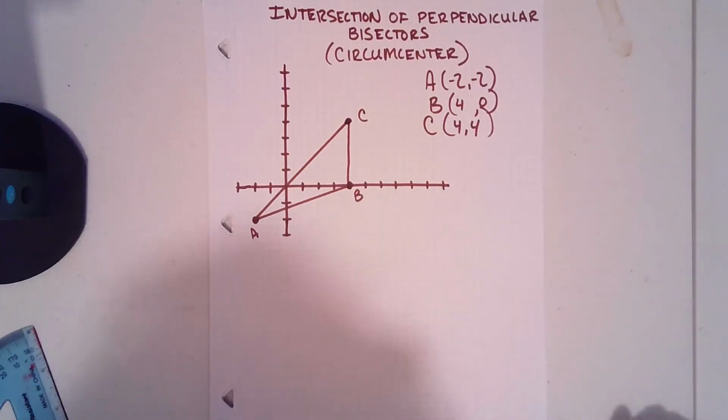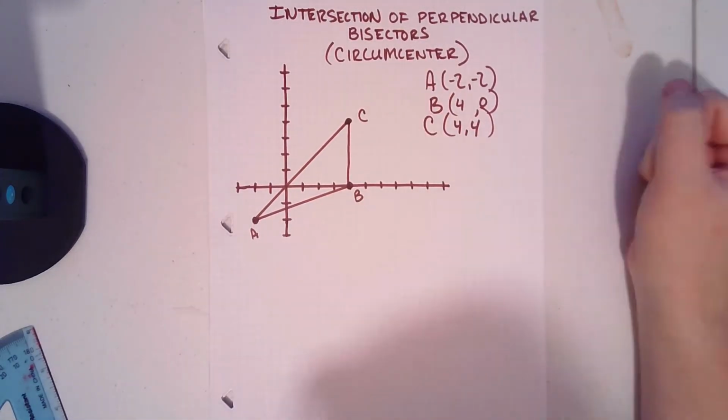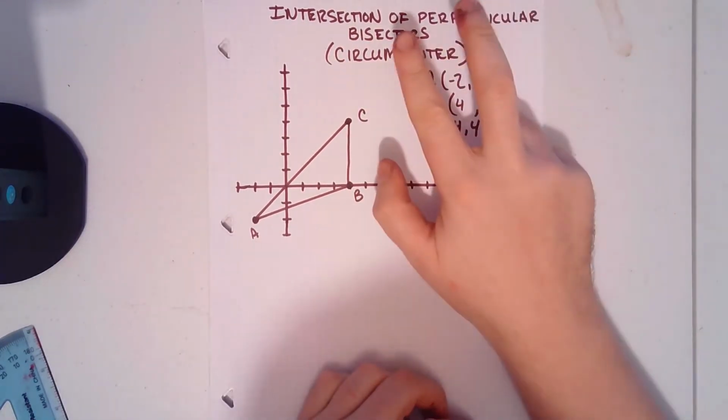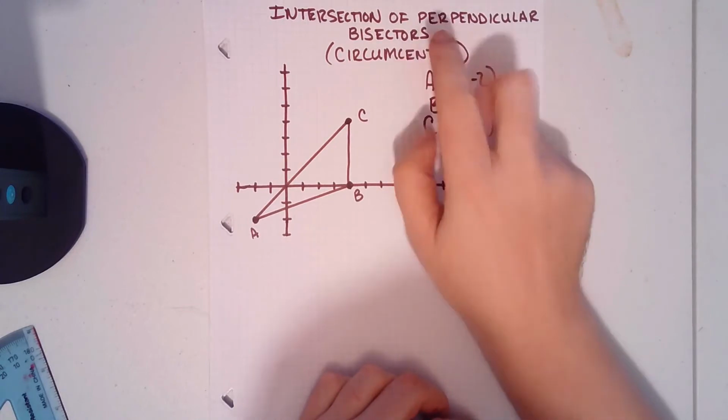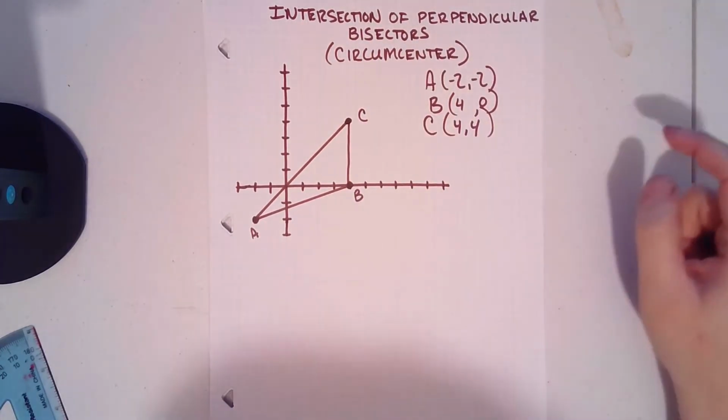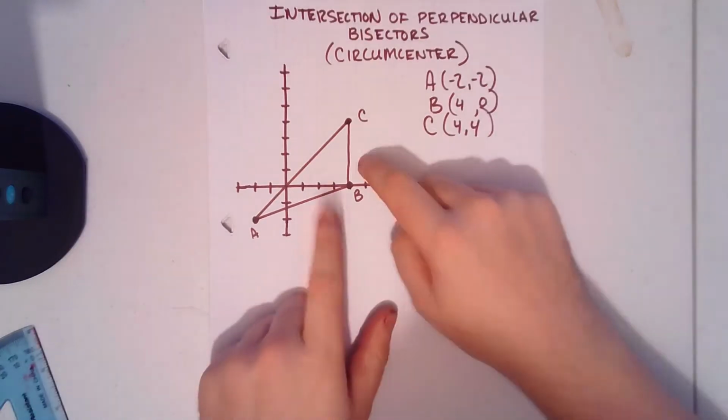In this video, I'm going to show you how to find the circumcenter of a triangle, and we do that by finding the intersection of the perpendicular bisectors. So first we need to find the perpendicular bisectors, then we're going to find where they intersect, and at that intersection will be the circumcenter. So you can pick any side you want to start out with.